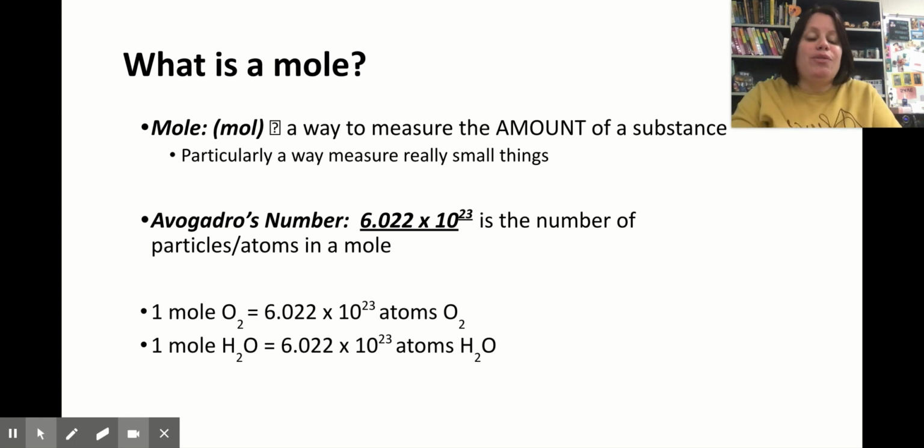The reason why we refer to a mole is because 6.022 times 10 to the 23rd means it's like 6 hundred billion trillion atoms. It's not something you can really count, so we want to have some way to quantify that amount. The mole is a great way. Now, a mole is not always the same amount.